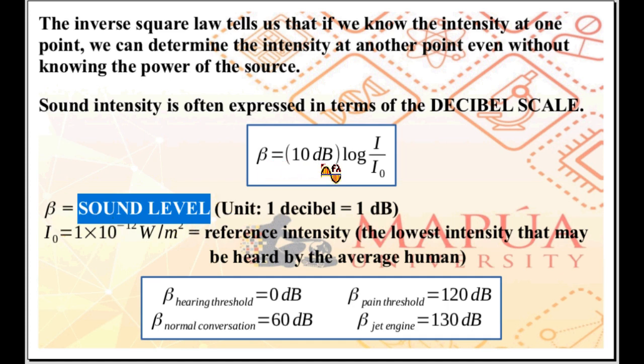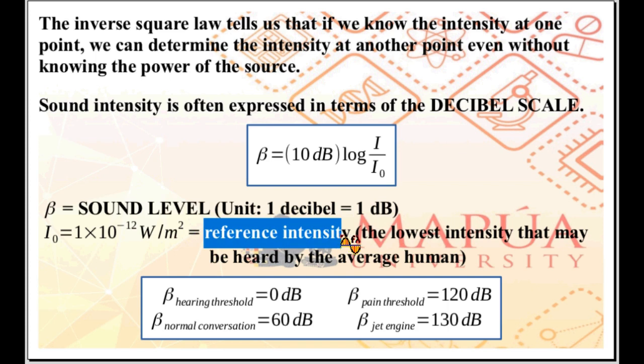Beta is equal to 10 decibels log of I over I naught. I is the intensity of the sound wave. Beta is the sound level of the sound wave with intensity I. Sound level beta basically compares the intensity of the wave I with a reference intensity, I naught, which is the lowest intensity that may be heard by the average human. I naught is equal to 1 times 10 to the negative 12 watts per meter squared.